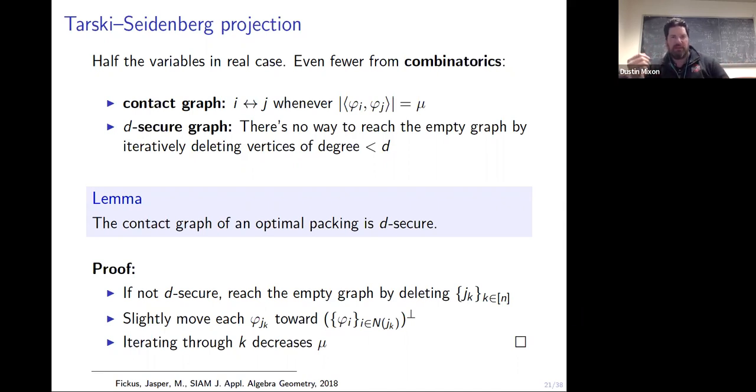You make the graph corresponding to those adjacencies, and you get what's called the contact graph. It turns out you can show that an optimal packing has a particular type of contact graph. It's something that we call D-secure. This is a combinatorial property on the graph. What that means is you can scroll through all possible graphs that satisfy this property, and now you're identifying a subset of all possible Gram matrices that you need to consider in order to find an optimal packing.